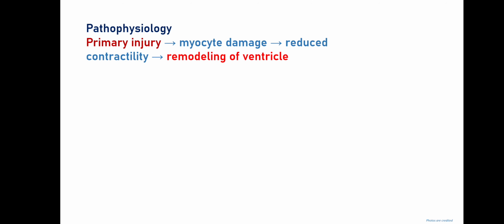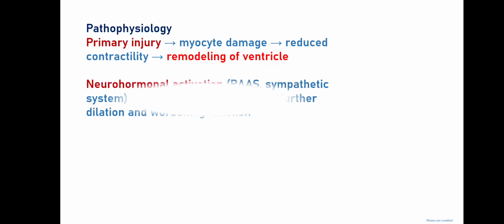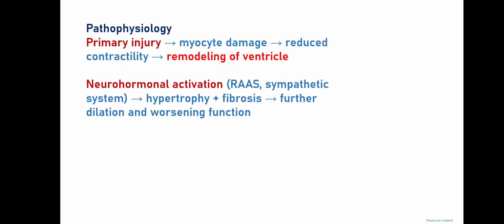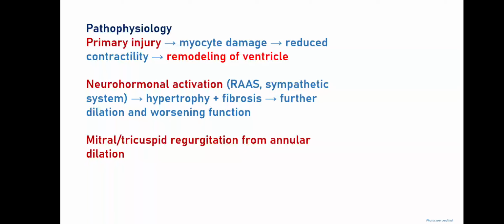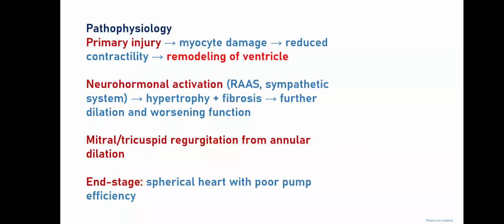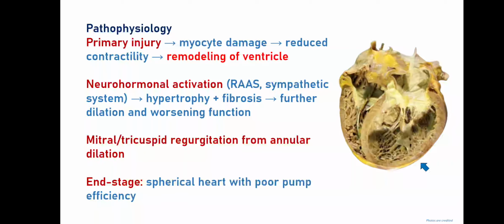Now let us discuss the pathophysiology. The primary injury to the myocyte causes myocyte damage with reduced contractility and remodeling of the ventricle. Neurohormonal activation occurs: renin-angiotensin-aldosterone system activation and sympathetic overstimulation, causing hypertrophy and fibrosis with further dilatation and worsening of function. Mitral and tricuspid regurgitation occur from annular dilatation. End stage shows a spherical heart with poor pump efficiency. Here we see the left ventricle dilated with thinning of its wall.